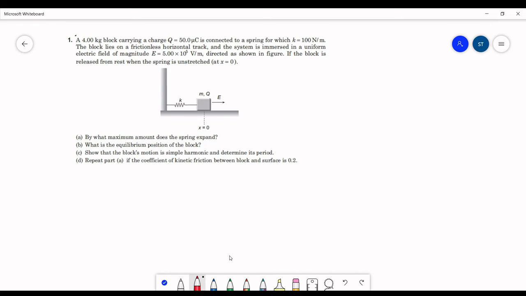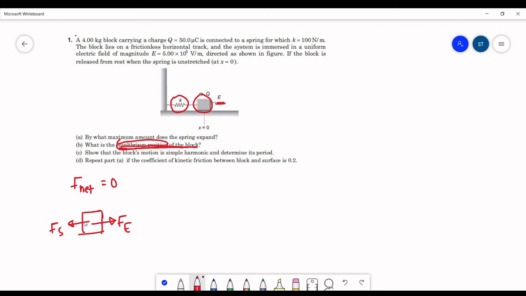The second part given is, what is the equilibrium position of the block? See, here we are dealing with a simple spring block system which is placed in an external field. So this will be an SHM motion. In an SHM motion, to find the equilibrium position, we know that at the equilibrium position the net force acting on the block will be equal to 0. As we have already seen, only two forces are acting in the horizontal direction, that are the electrical force and the spring force.